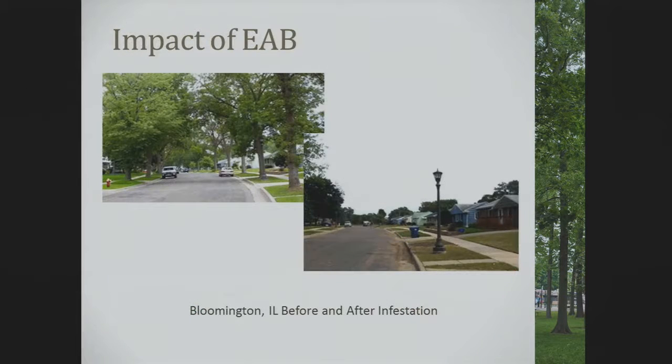So some of the impacts of EAB, these two pictures are from Bloomington, Illinois. The picture with all the trees is obviously before the infestation, and the one that's empty is after infestation. This is not just because of emerald ash borer, it's because they had a monoculture. So by having all these trees, as soon as it came through, you can't leave a bunch of dead trees standing. So they lost all of their street trees that were ash trees because of poor planting, and you can't stop the emerald ash borer.